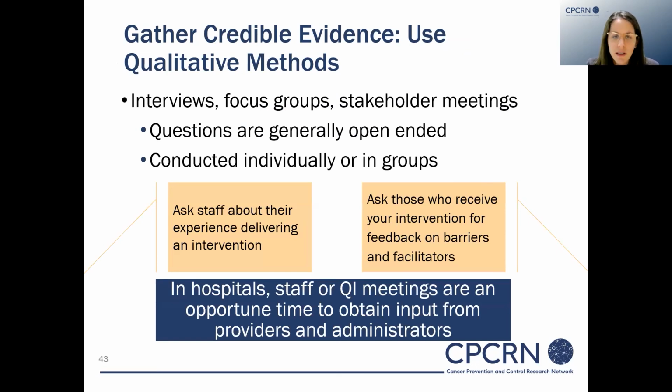But your qualitative methods can also be very simple, like going to stakeholder meetings. If you're working with hospitals, you might find out when their standing meeting is and ask if you can have 5-10 minutes to talk with them during their meeting that's already scheduled. And that can be true with any group of people, not just hospital staff. But you'll want to ask the staff about their experience delivering an intervention. And you'd also want to ask those who received the intervention for feedback on any barriers and facilitators.